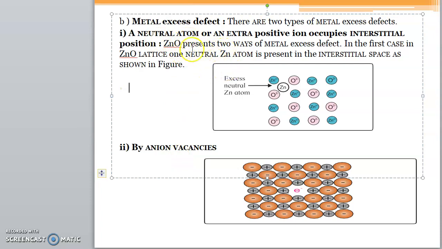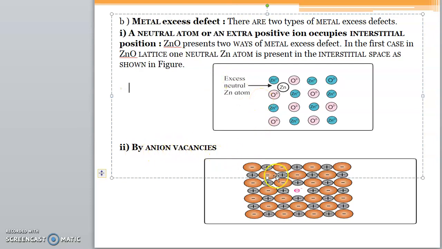So for example, ZnO, that is zinc oxide. Now zinc oxide presents two ways of metal excess defect. In the first case, the entire lattice is a zinc oxide lattice. One neutral Zn atom is present in the interstitial space as shown in the figure. So you can clearly see ZnO, ZnO, ZnO, nicely arranged, so it's a perfect lattice here. But an excess neutral Zn atom is added in the interstitial space. That means a neutral atom or an extra positive ion occupies an interstitial position. Such kind of defect is called a metal excess defect.